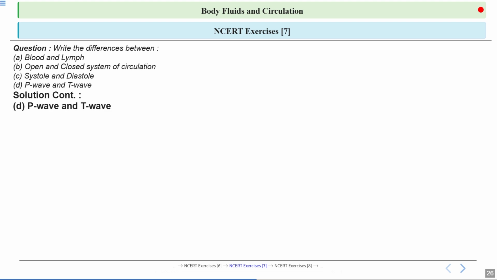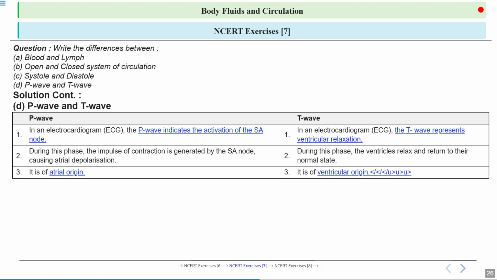Next one is the difference between the P wave and the T wave. So you can see the P wave is linked to the activation of the SA node and atrial contraction, while the T wave is related to ventricular relaxation. So in an ECG, electrocardiogram, the P wave indicates the activation of the SA node, and the T wave represents ventricular relaxation.